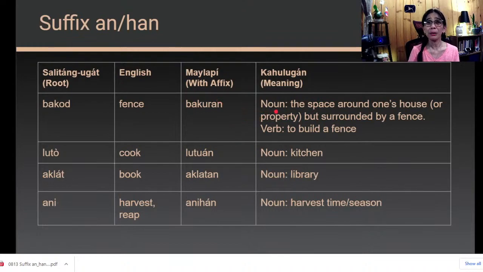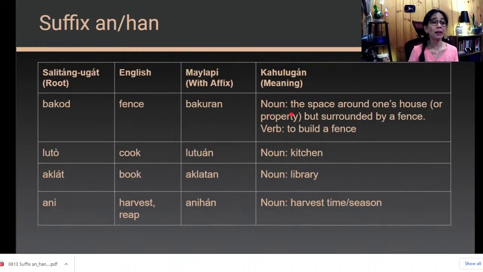If you hear the word bakuran, it means it's a noun. But of course, it can be a verb also. It depends on how you use it in the sentence. But for this episode, I will not be talking about verb. It will be the next installment part of this lesson. Now, let's focus on noun first.